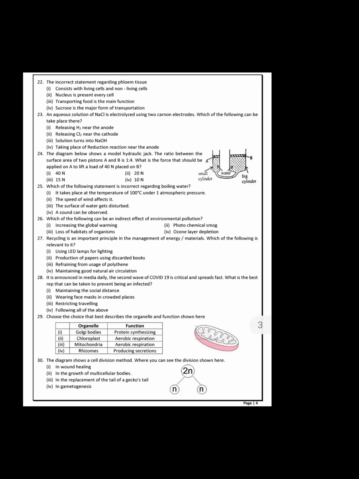Here, 22, the incorrect statement regarding phloem tissues. First one, it consists of living cells and non-living cells. Second one, nucleus is present in every cell. Third one, transporting food is the main function. Fourth, sucrose is the major form of transportation. Yeah, the second one. Nucleus is present in every cell.